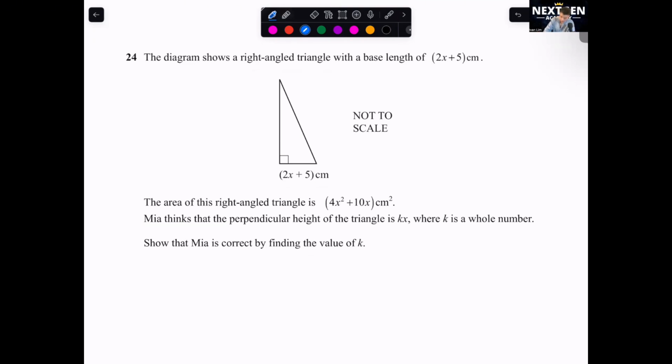So area is equal to 4x squared plus 10x. We don't know what this value here is, so let's call this h. What's the formula for the area of a right-angled triangle? Half times base times height.